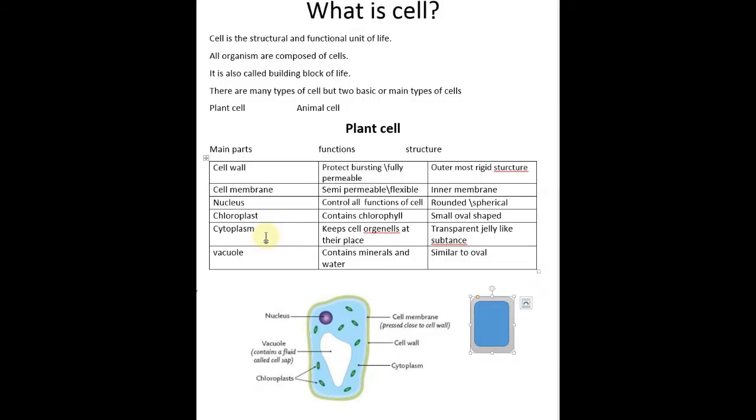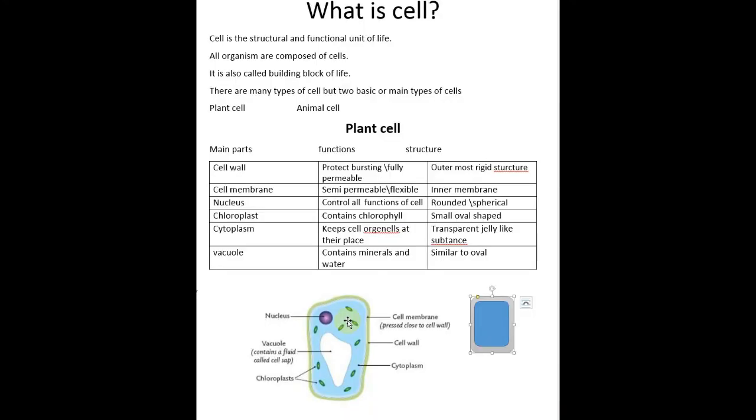Cytoplasm. Cytoplasm keeps cell organelles at their place. The structure you see here, the sky blue color present here, it is all cytoplasm. Cell is not empty, it is filled with the cytoplasm, a transparent jelly-like fluid, which keeps cell organelles at their place. If cytoplasm would not be there, the cell organelles would move here and there, and then the cell cannot perform its functions.